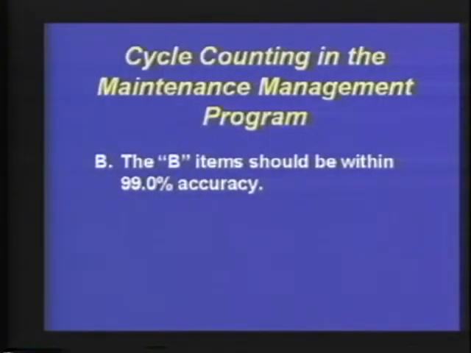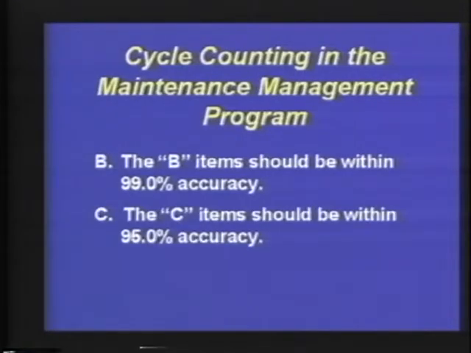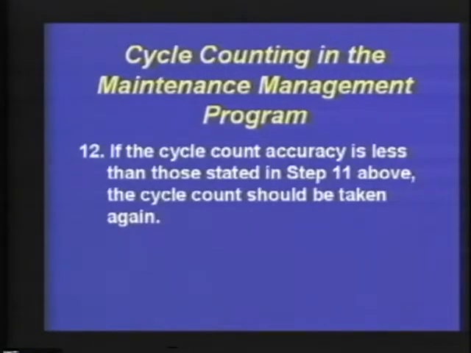99.5% accurate. That is, count to the bin on hand. The B items must be 99.0% accurate, and the C items must be 95.0% accurate. If we are outside of that accuracy range, then that cycle count is rejected and the cycle count should be retaken.